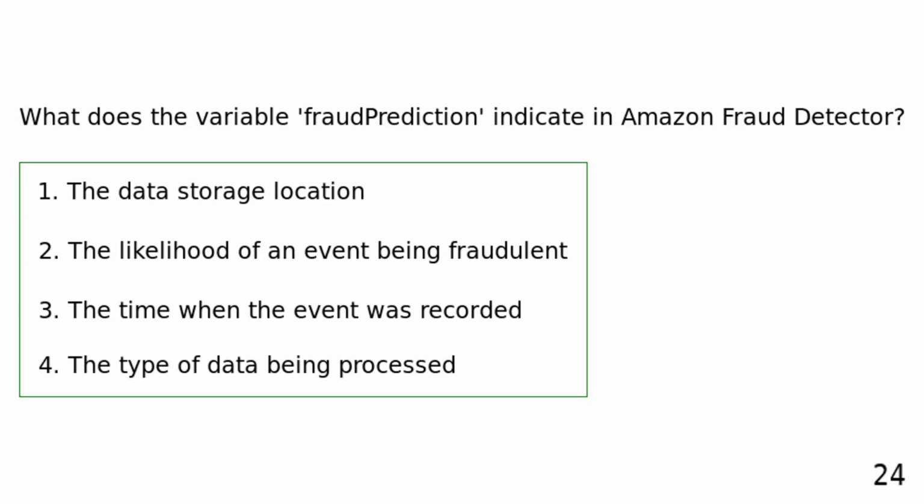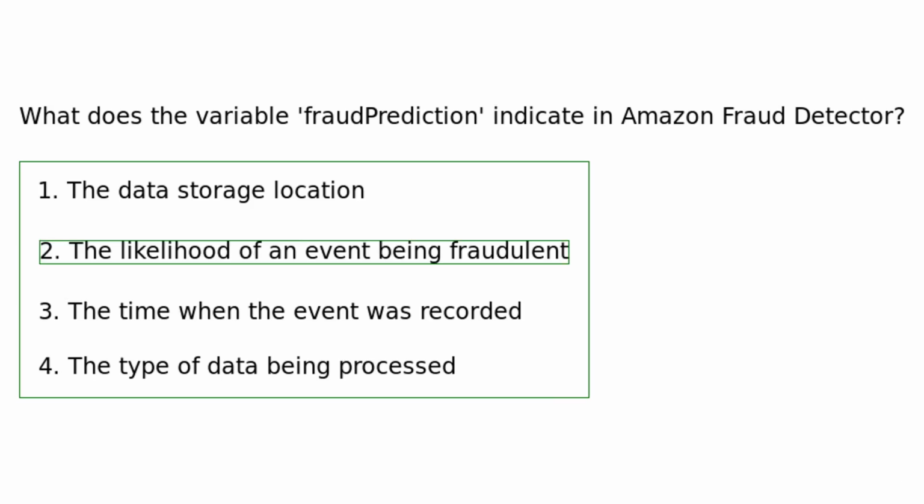What does the variable fraud prediction indicate in Amazon Fraud Detector? The data storage location. The likelihood of an event being fraudulent. The time when the event was recorded. The type of data being processed. The variable fraud prediction indicates the likelihood that a particular event is fraudulent.